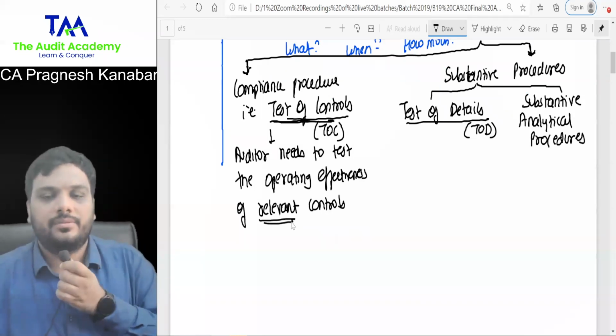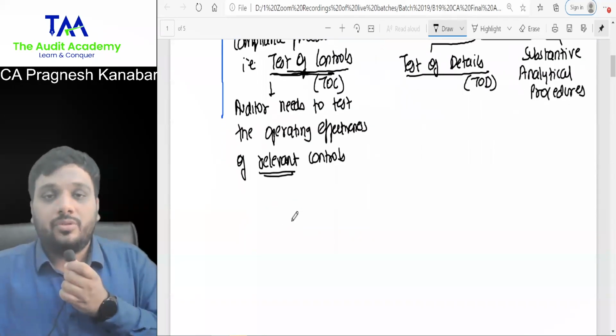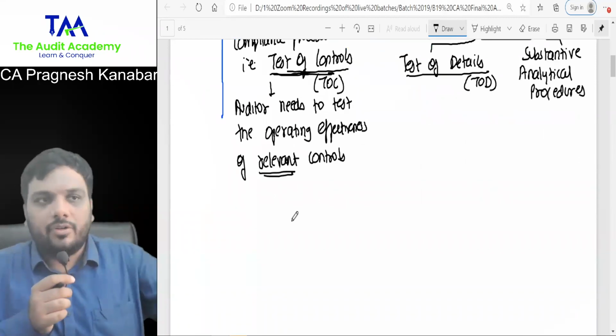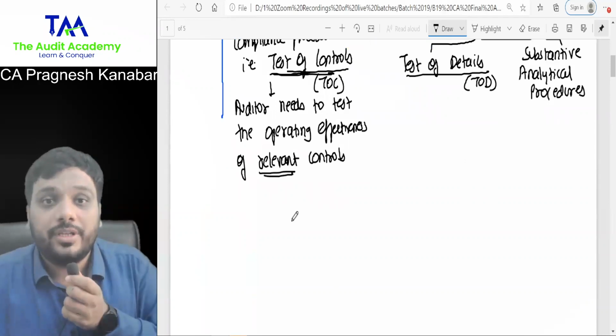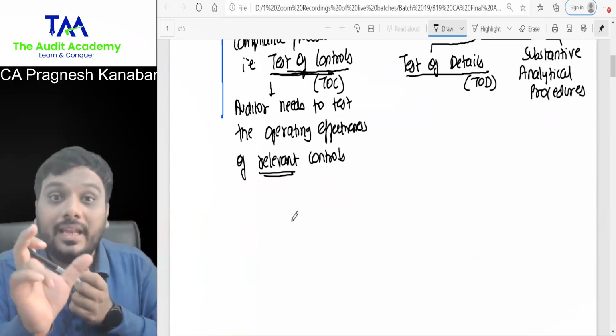Relevant controls. The auditor needs to test them. Otherwise, you become like an internal auditor, if you're going to test their overall internal control system. No, we don't do that. The auditor needs to test the operating effectiveness of relevant controls.